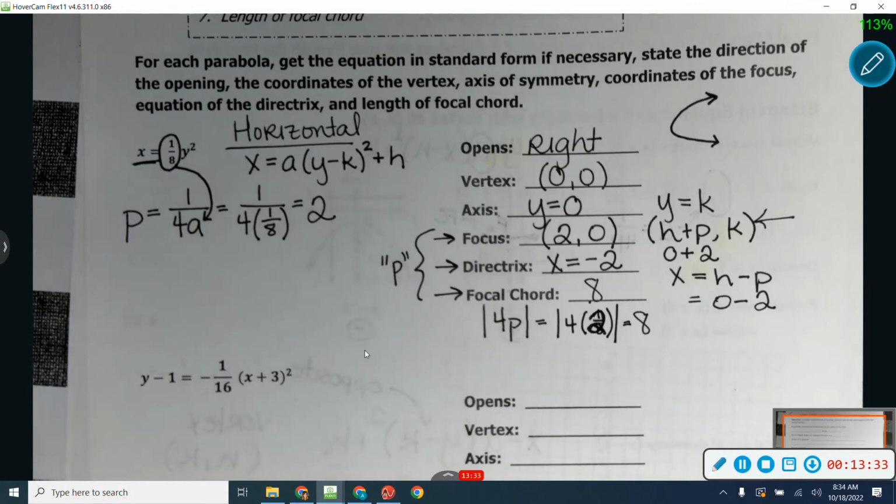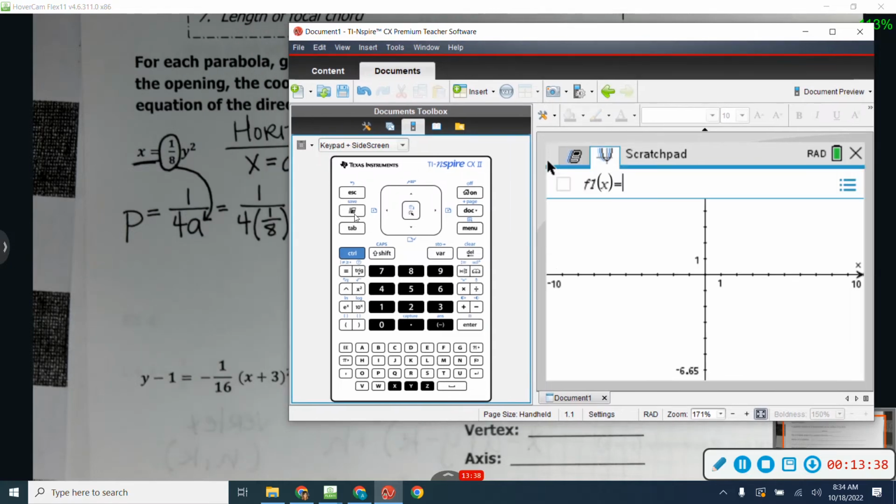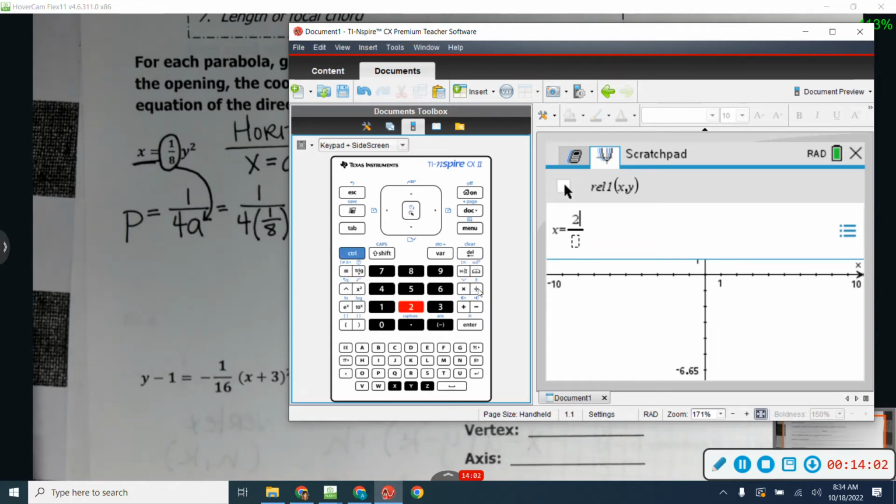Now, if you wanted to check in your calculator, if you go to the graph, remember that f of x is y, but we want to graph x equals. So what we're going to do is delete, and if you hit the delete button, it pops up all of those options. We're going to choose 6, which is a relation. That's going to allow you to type x equals, control divide, 1 over 8, y squared.